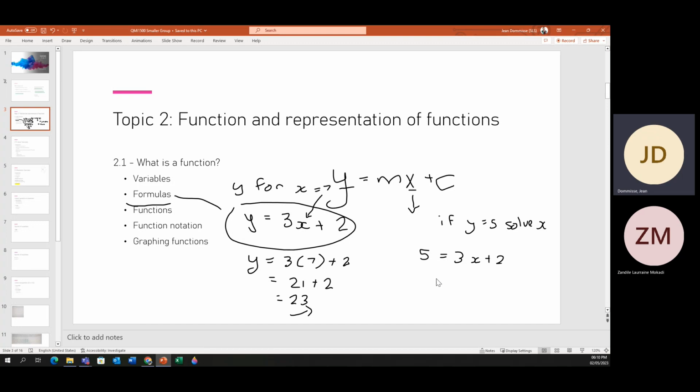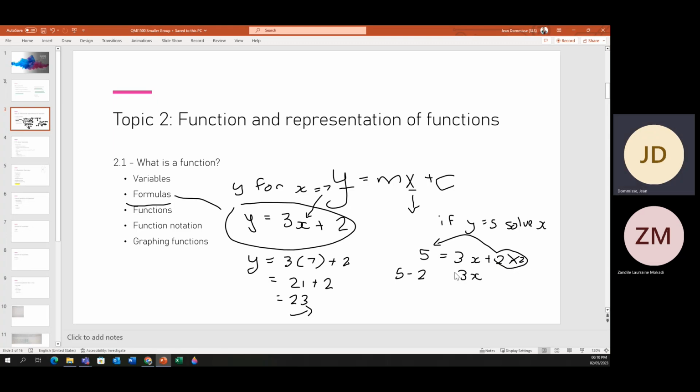So then we sit with the formula of 5 = 3x + 2. How I like to do it is I want to have all my x's on the one side and all my numbers without the x on the other side. So I need to take the 2 over. To get rid of that, I basically need to minus 2 on both sides, because 2 minus 2 will give me 0.